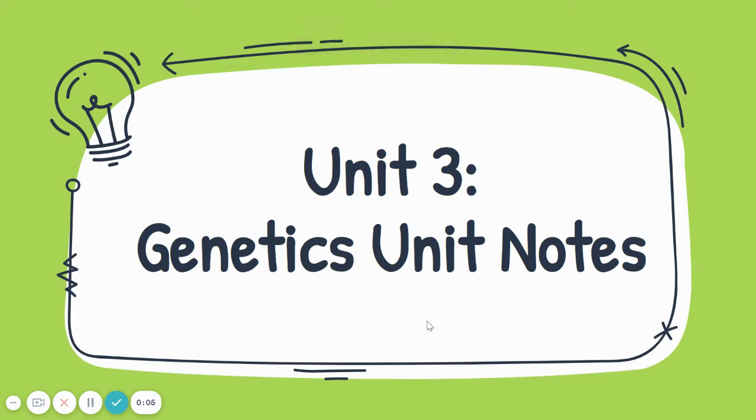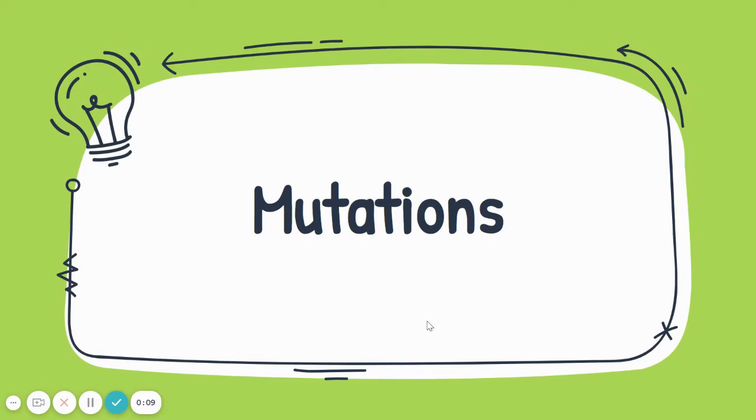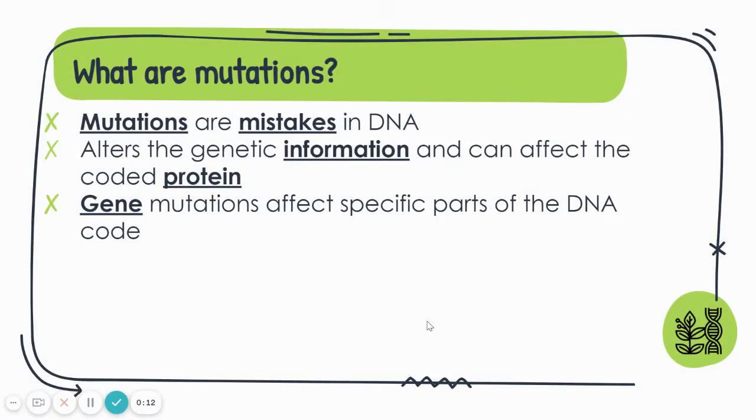Your Unit 3 notes for genetics. We're going to start by talking about DNA mutations. So a mutation is a mistake in the DNA of an organism. That mutation is going to alter the genetic information, and as a result, it can affect whatever protein is being coded for.